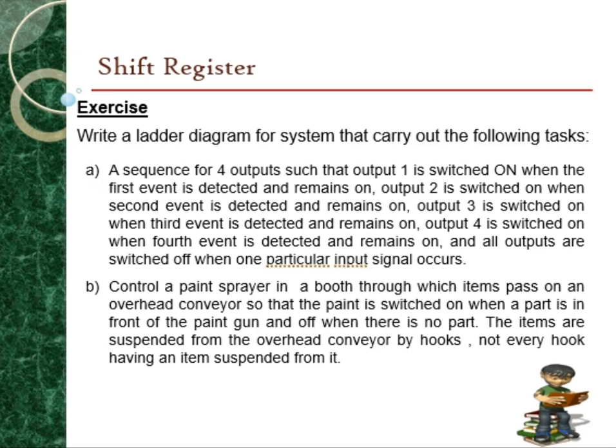In this exercise A, the question asks you to switch on output 1 when the first event is detected. Then output 2 will be switched on if the second event is detected, the third one when the third event is detected, and so on. Every time one output is switched on, the other outputs will be switched off. So we're going to use a shift register to do this exercise.